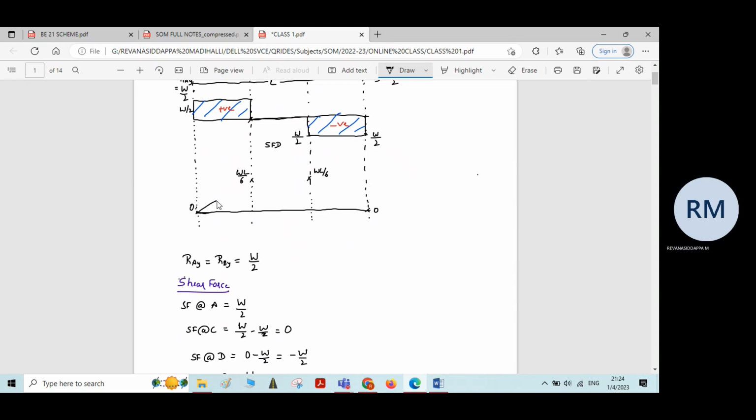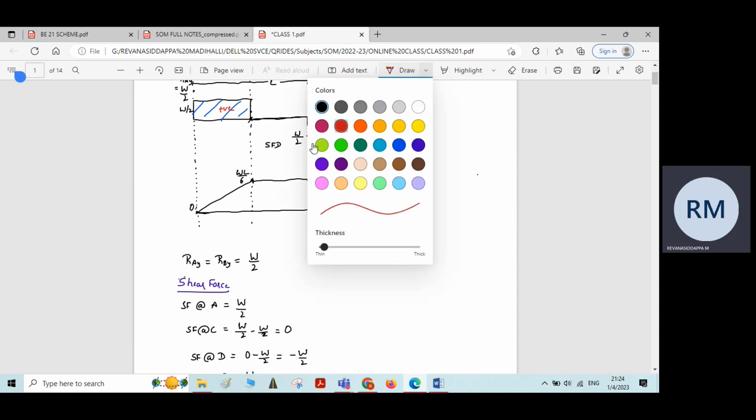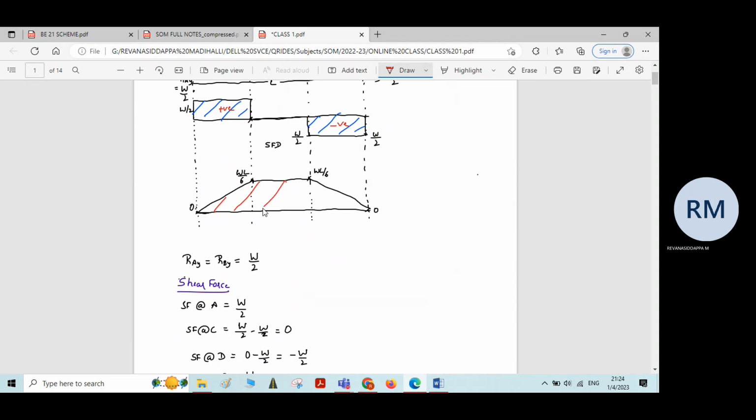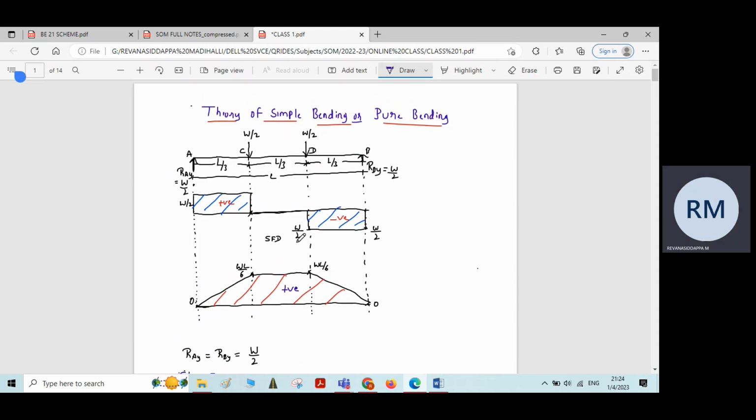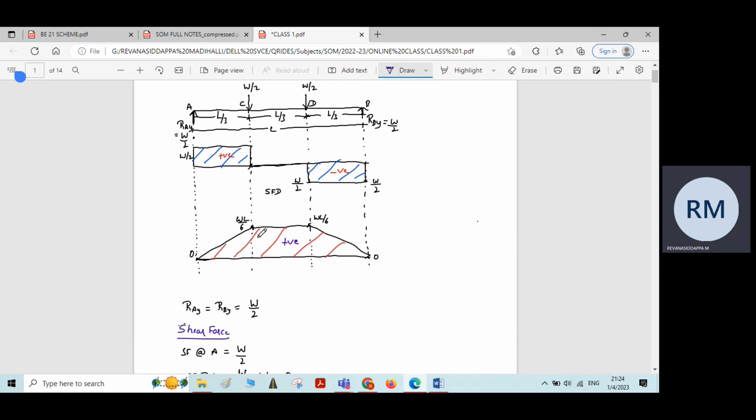Now the BMD will be like this. So this is the bending moment diagram. The nature of the bending moment diagram is positive here. Here you can observe one thing. For this particular loading condition, shear force between points C and D is 0, but we have bending moment between C and D.